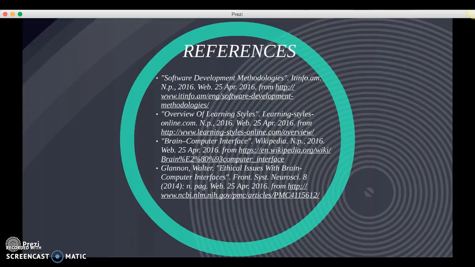And here are the final references where I have searched for all the information. The first one will be the software development and the overview.